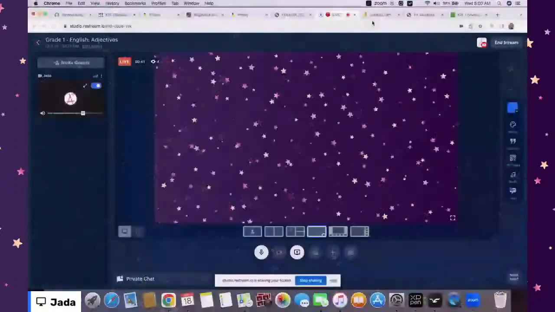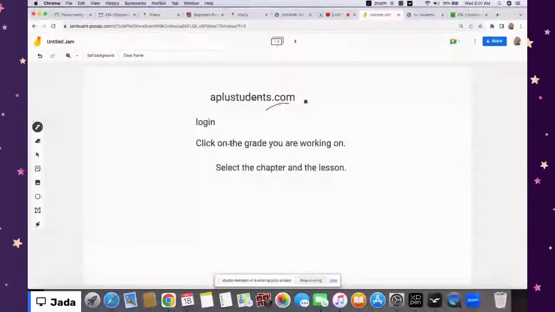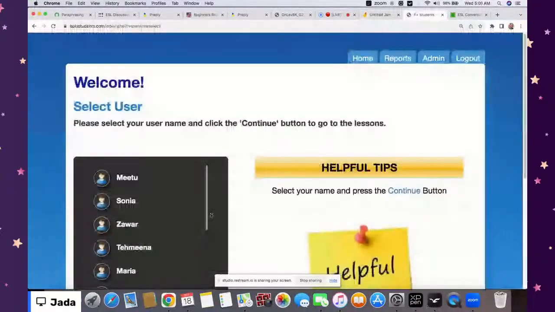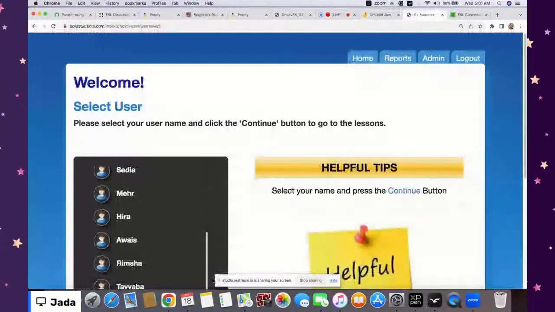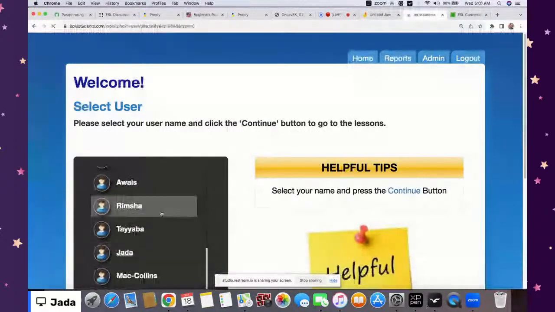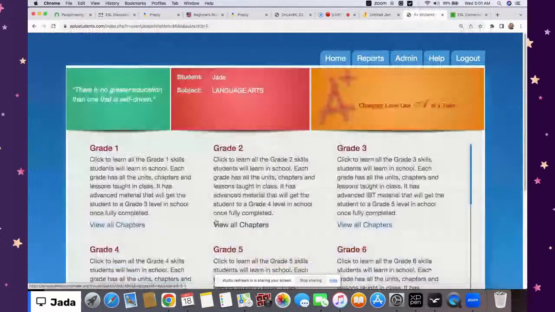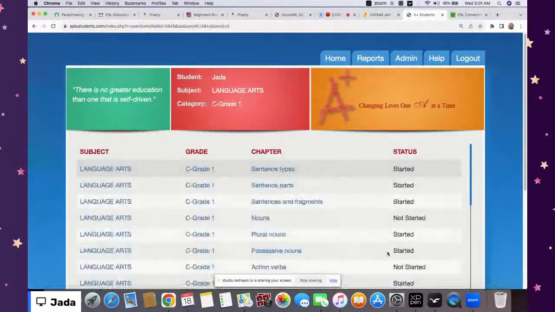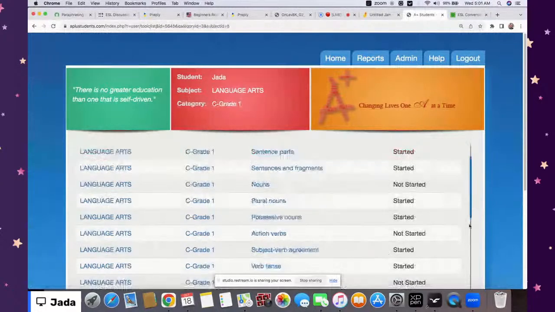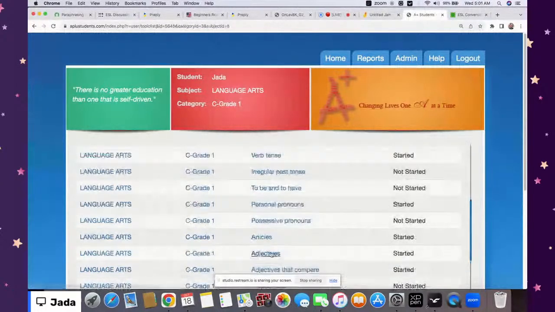So today we'll be having adjectives. Okay. So first off, you're just gonna log in using aplusstudent.com, and after that you scroll down, click on your name, and then language art. So we are working on grade one today. And yes, you click on grade one here, then search for the chapter, which is adjectives.